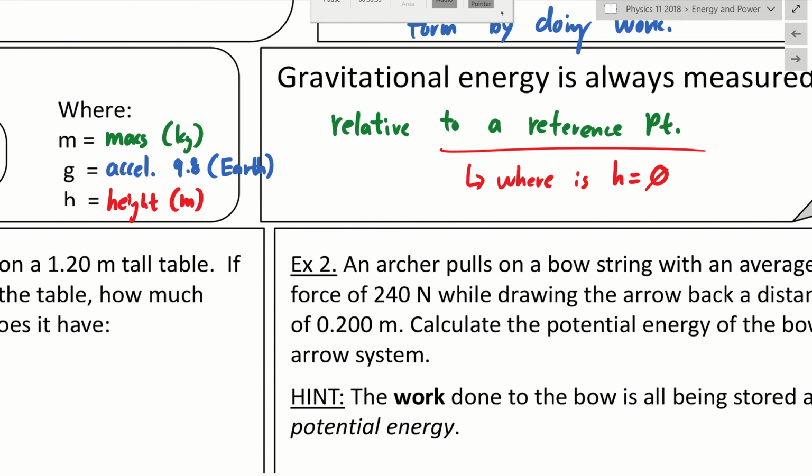So you can see height is not a number that is fixed in every question. It depends on where you're actually dropping the object. Where is height equal to 0 for you? So you always have to ask the question, where? Where are we dropping it from?